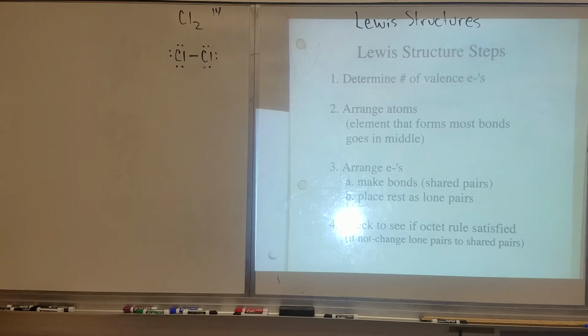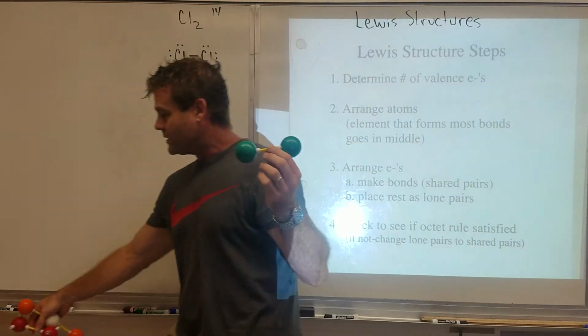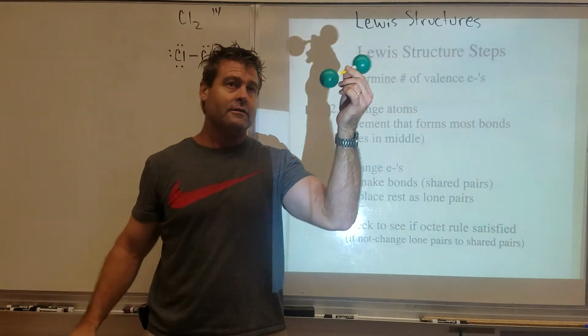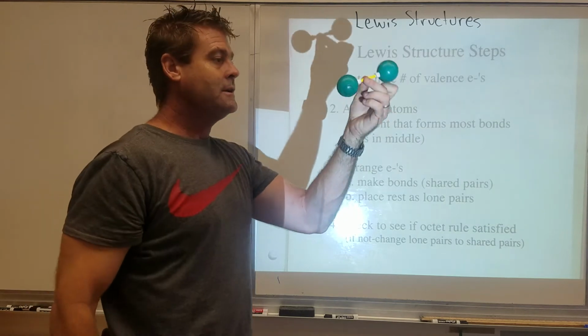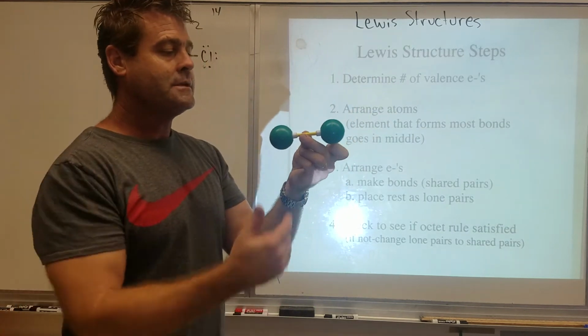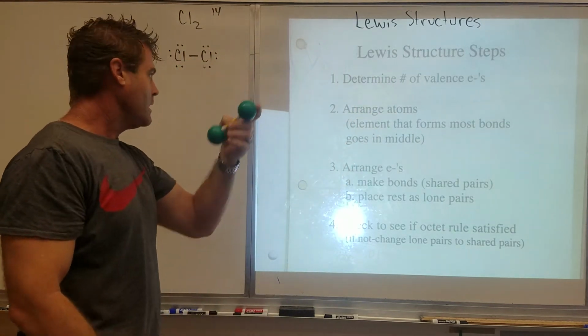So basically, we would expect a chlorine molecule, in the air, it's a gas, would just be 2 chlorine atoms bound by 1 shared pair of electrons.